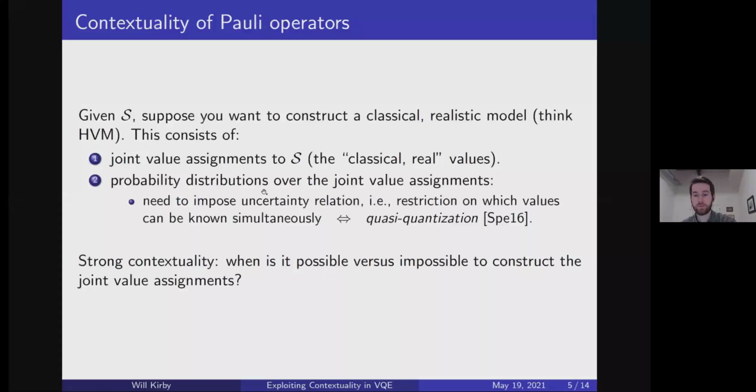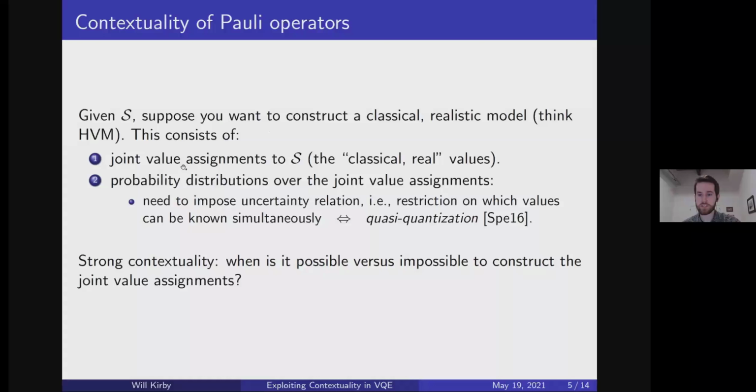So to get into thinking about contextuality of sets of measurements, suppose we want to construct what is essentially a realistic hidden variable model for S. S, again, is just the set of Pauli terms that appear in the Hamiltonian, which is also the set of measurements that are being performed on the quantum computer repeatedly, over the course of this algorithm. Well, this hidden variable model should consist of 2 pieces.